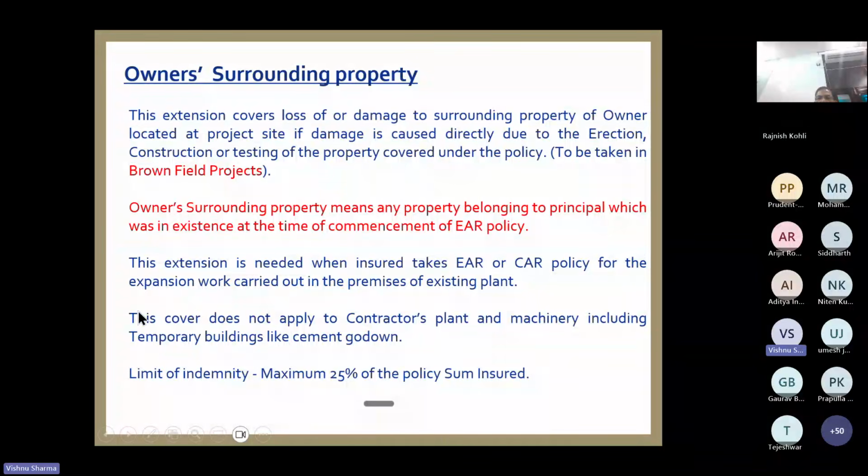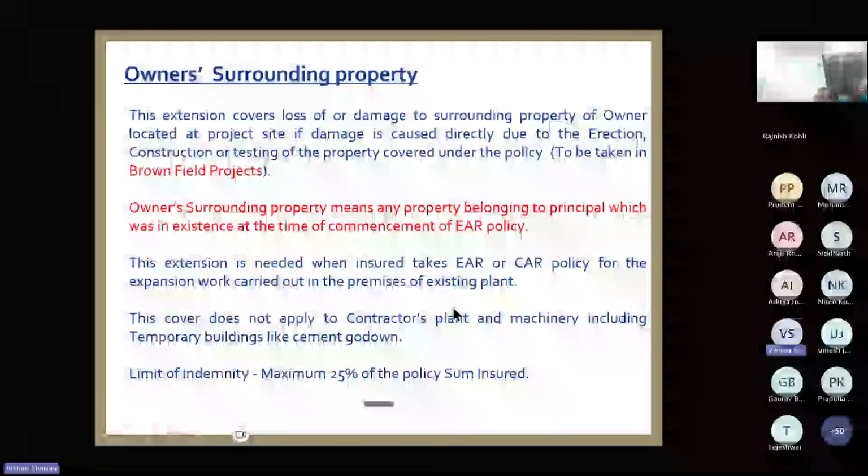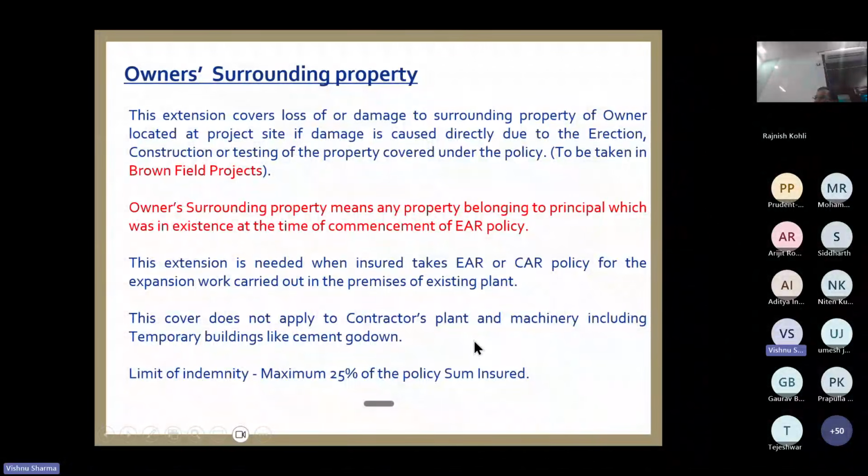I have already explained, this cover does not apply to contractors' plant and machinery. Please understand, contractor plant and machinery are not the owner surrounding property. Temporary building, cement, godown, etc. are part of the project, and this is supposed to be covered under CPM policy, not owner OSP. And the limit is given maximum up to 25% of policy sum insured. This is all about OSP.